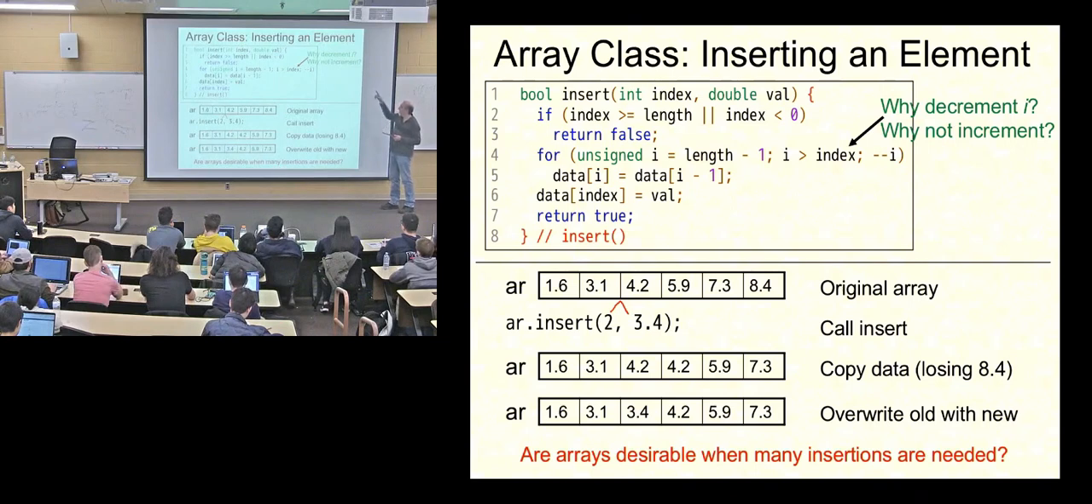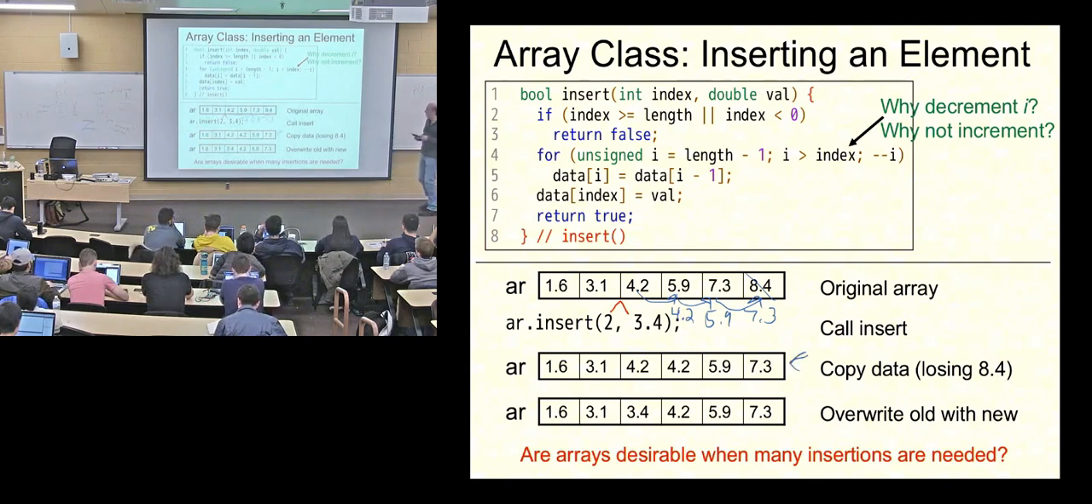Okay, so I check if it's in the right range. If it is in the right range, we're going to run through the for loop. So the for loop starts at the back end and basically says, take the 7.3 and overwrite the 8.4 with 7.3. Take the 5.9 and overwrite the 7.3 with 5.9. Take 4.2 and overwrite that 5.9 with 4.2. And that's where we end up right here, after we've copied every element over by 1. And so the 8.4 has disappeared.